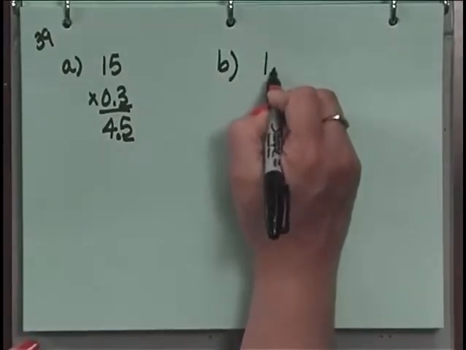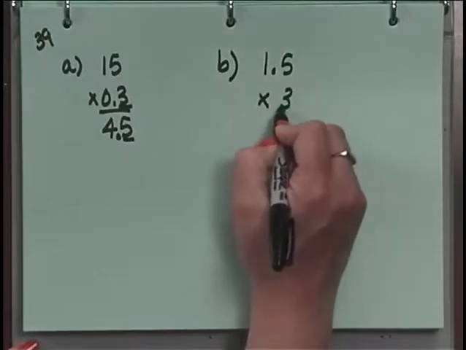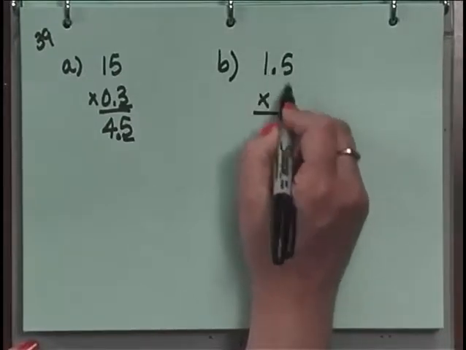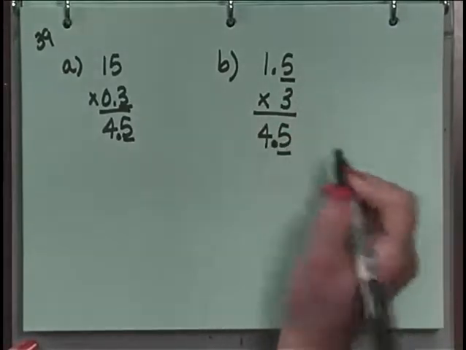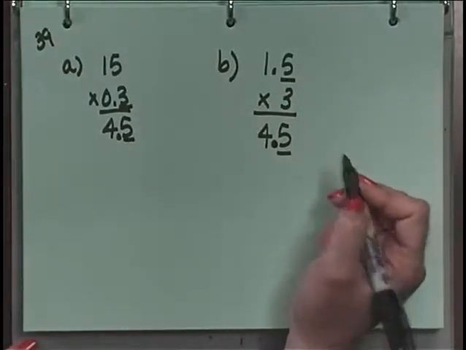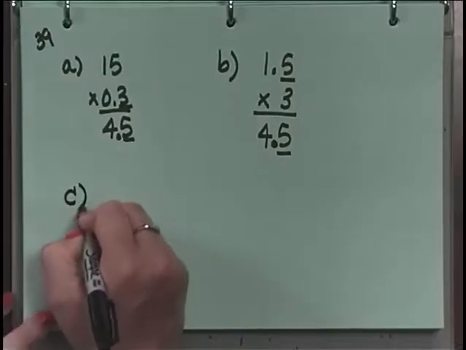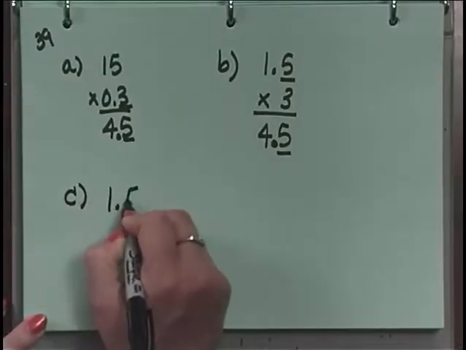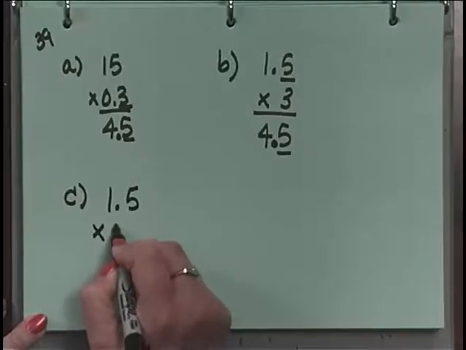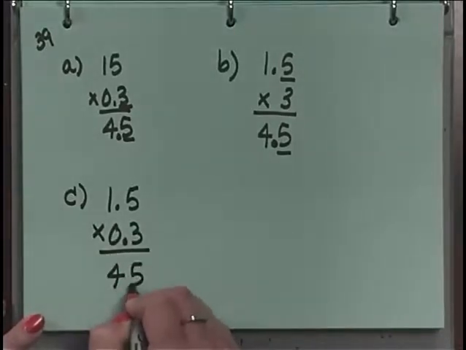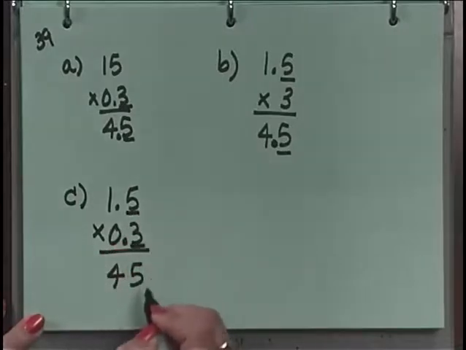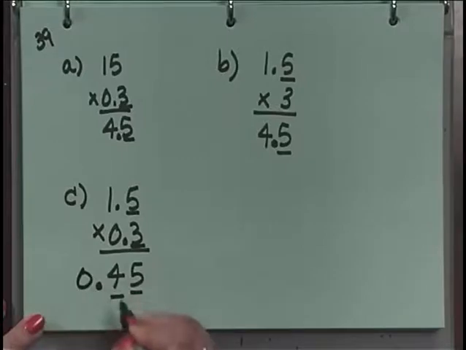Problem B, 1 5/10 times 3. Well, again, 15 times 3 is 45, and again, we only have one decimal place. So our same product, 4 5/10. Problem C, 1 5/10 now is being multiplied by 3/10. Well, again, 15 times 3 is 45, but now I have two digits to the right of the decimal place, so I need two digits to the right of the decimal place in my product. 45 hundredths would be my product.